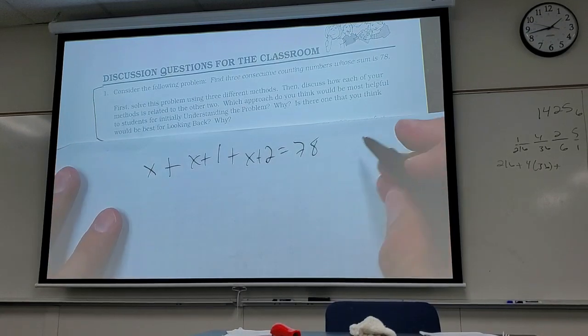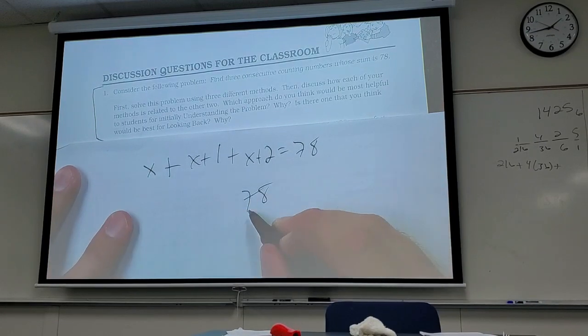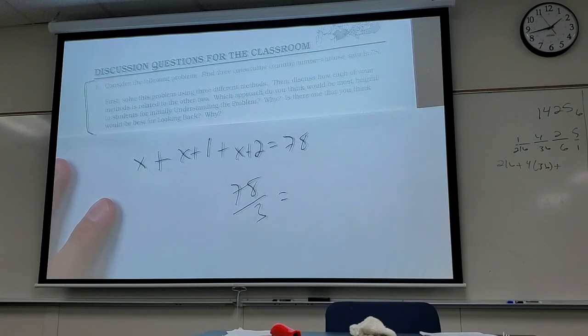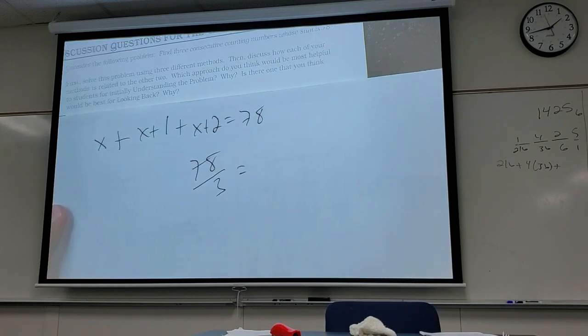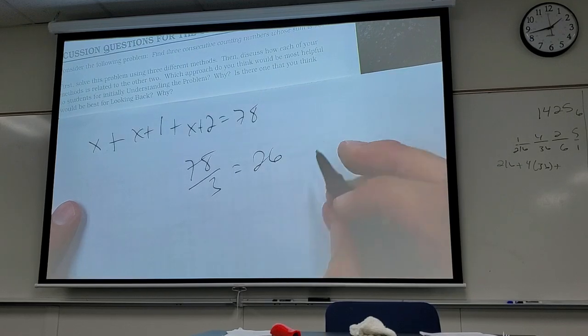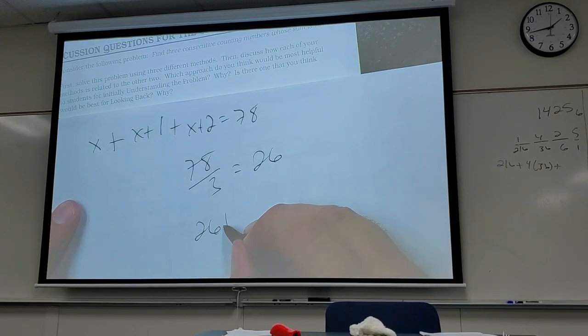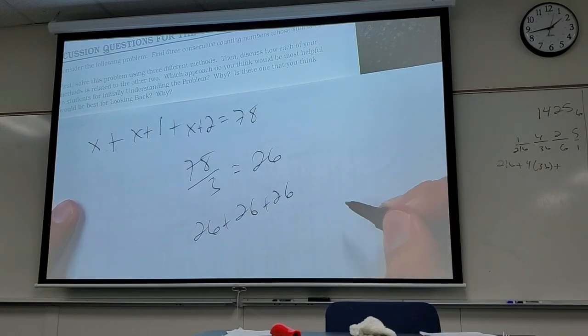So you could sort of guess, but I didn't see anybody do this. What do you get when you divide 78 by 3? I think maybe one group did this. 26. Yeah, you get 26. So what that means is 26 plus 26 plus 26 is 78, correct?